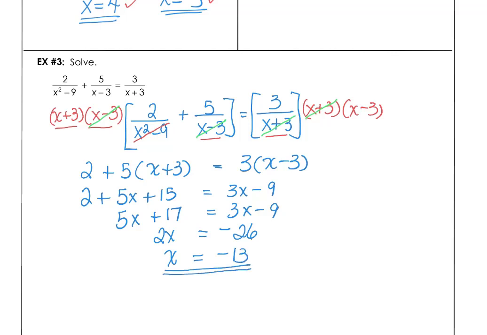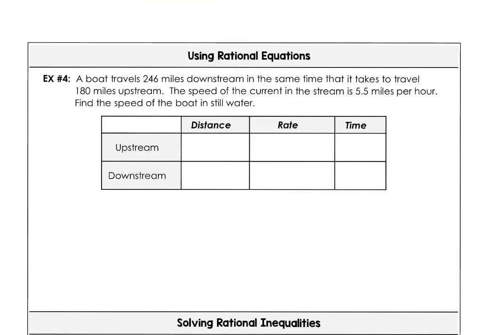And again, I'm going to leave the checking to you, but from our original problem, our domain restrictions were negative 3 and positive 3, so we should be good with that solution as a valid solution. Let's look at a word problem before we get into the inequalities.